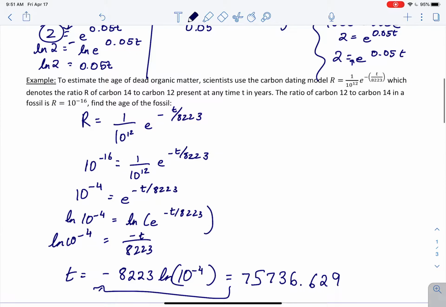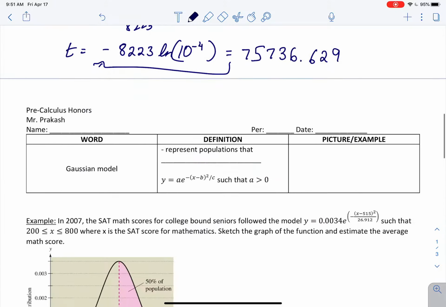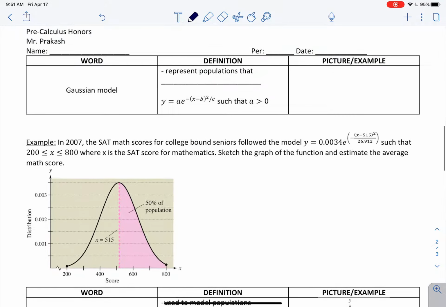So those are your growth and decay models. The next model you have is the Gaussian model. So this is a model that's used in probability and statistics a lot. And the Gaussian model represents populations that are normally distributed. So if you think back to learning stats last year, you probably talked about normal distribution a little bit, and you might have talked about z-scores a little bit.